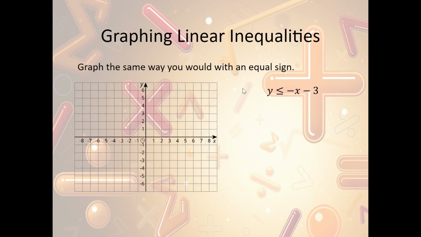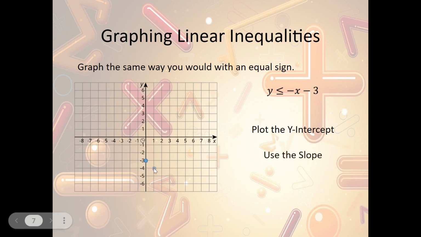Let's look at another example. We have y is less than or equal to negative x minus 3. So again, I'm going to plot my y-intercept first, which is negative 3. So I go down 3 here. And my slope is just negative x, which really is negative 1, so that's negative 1 over 1. That means I'm going to go down 1, to the right 1, and plot that point.